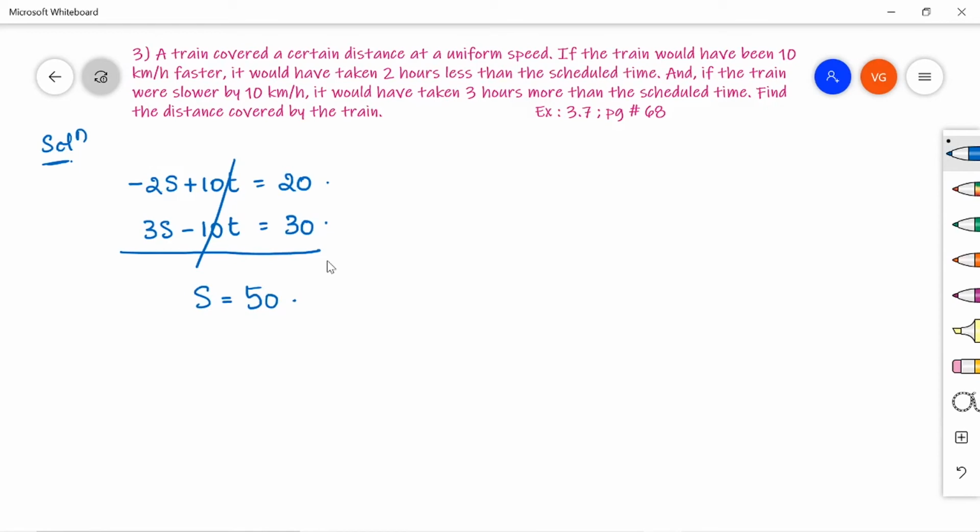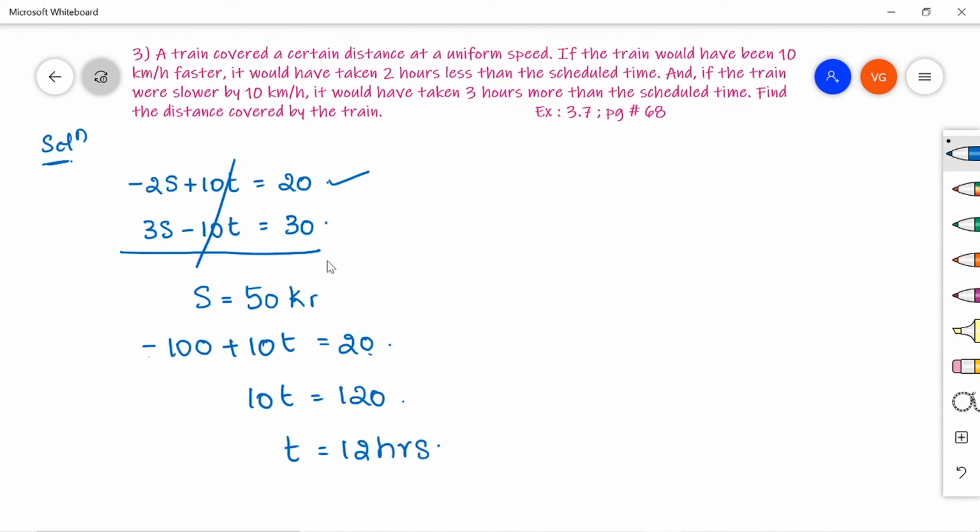Let us try finding out the value of time t also. I'll take equation 4: minus 2 into 50, minus 100, plus 10t is equal to 20. So 10t is equal to 20 plus 100, that will be 120 here. So t is equal to 12 hours. So 50 is kilometer per hour. So what is the question they have asked? Find the distance covered by the train. We found the speed and also the time.